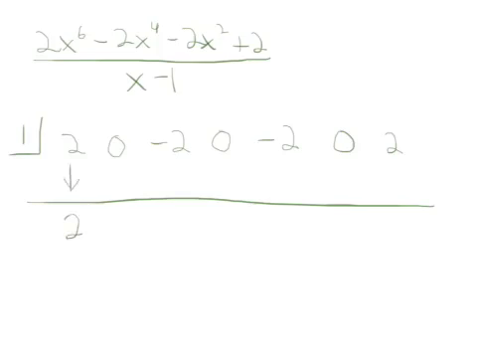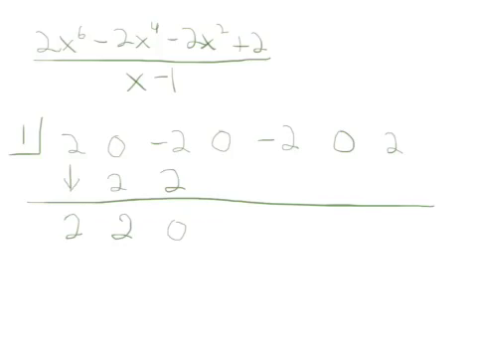And I'm going to multiply the 1 times the 2, and I get 2. Now I add the column: the 0 and the 2 give 2. And I repeat. So 1 times 2 again gives me a 2. I write that right here. And then I add. Negative 2 plus 2 gives me a 0. So I'm going to put that right here.